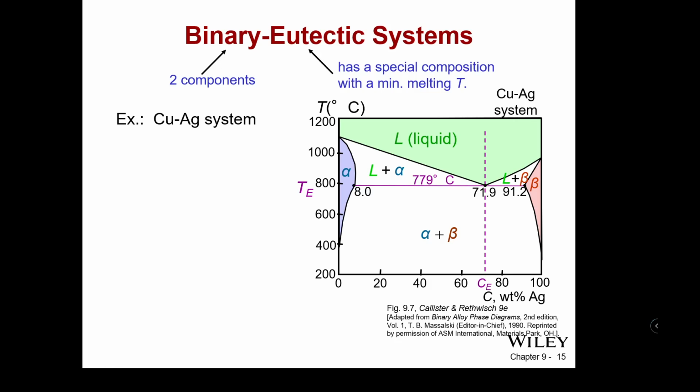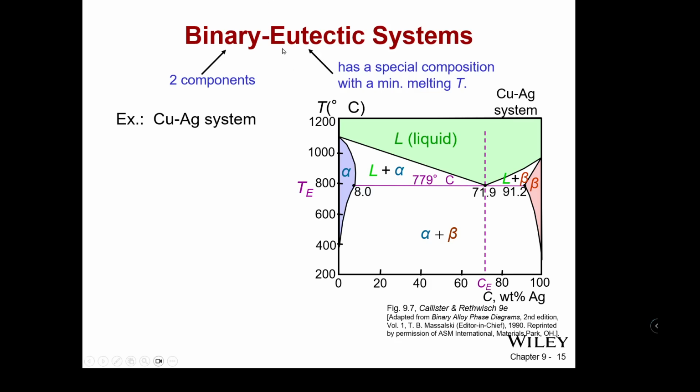Now we get into binary eutectic systems. And this is where we get into just so much more than what we've seen so far. So this looks a little bit scary, but we're going to break it down. This is a simpler system than something like steel and some more complicated materials. The iron phase diagram we'll learn about later. This is one that has a specialty composition that has a minimum melting temperature.